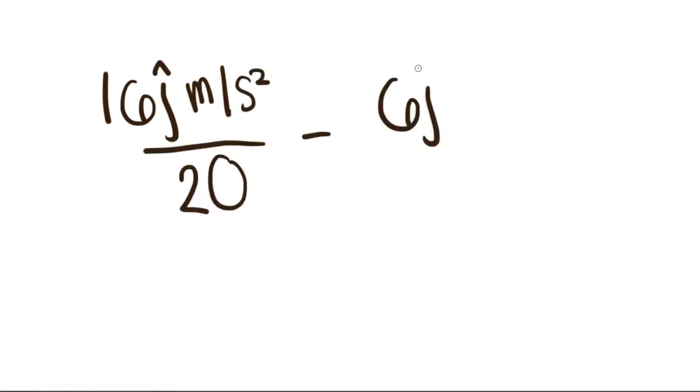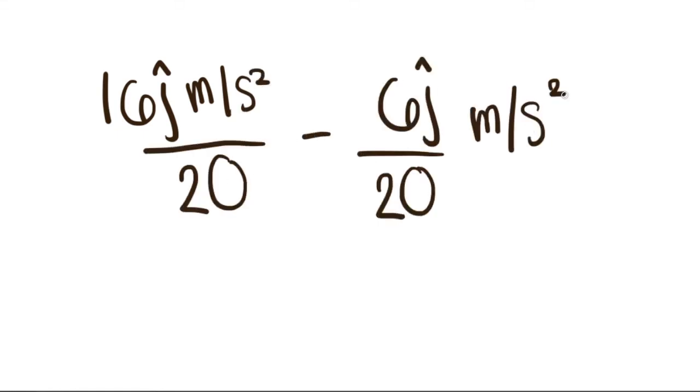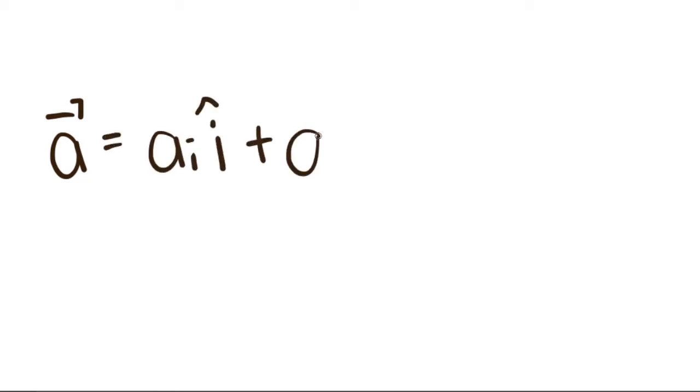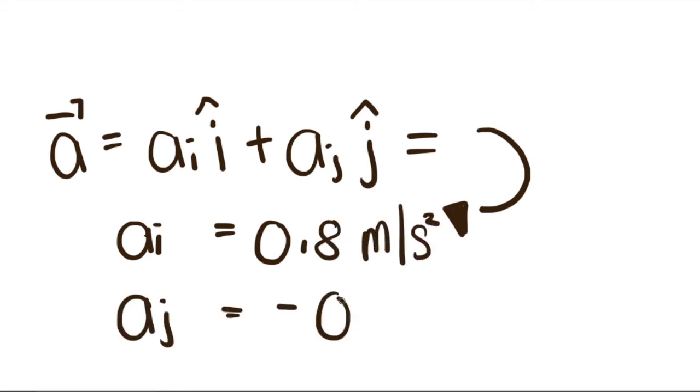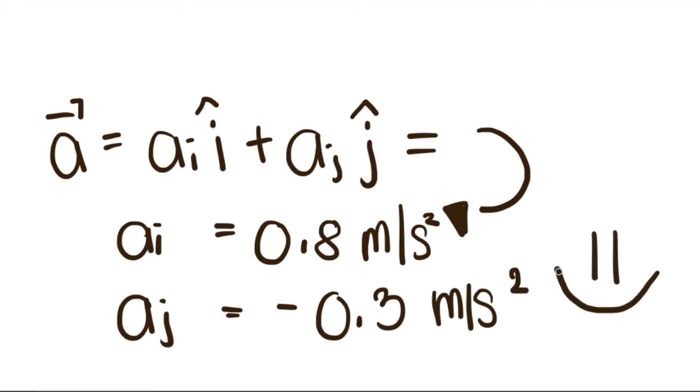We divide this, meaning we separate them, breaking them down, leading to 16 i hat meter per second divided by 20, and 6 j hat divided by 20 meter per second squared. The second formula given would be a is equal to a_i i hat plus a_j j hat. Respectively, we'll have two answers, which is 0.8 meter per second squared, and the second would be negative 0.3 meter per second squared. This will result in two different answers.